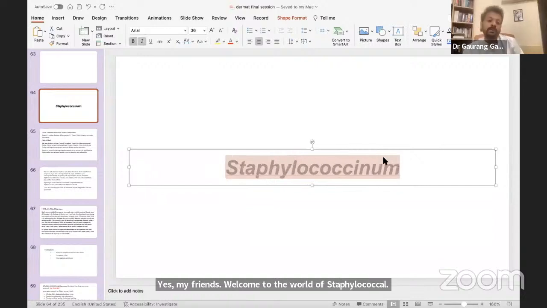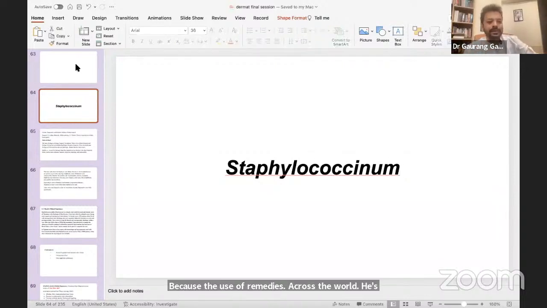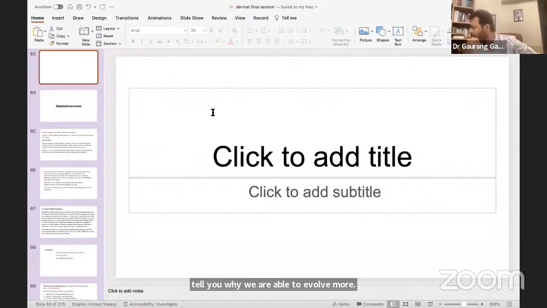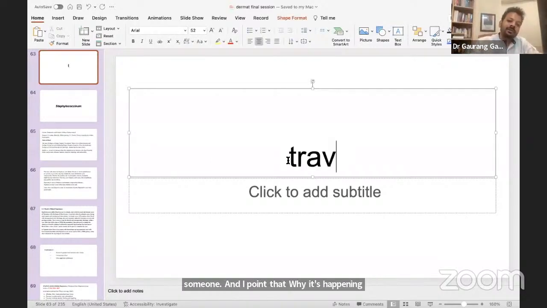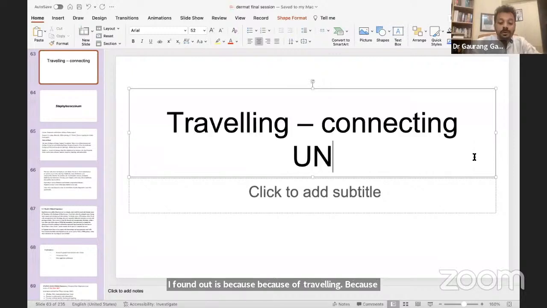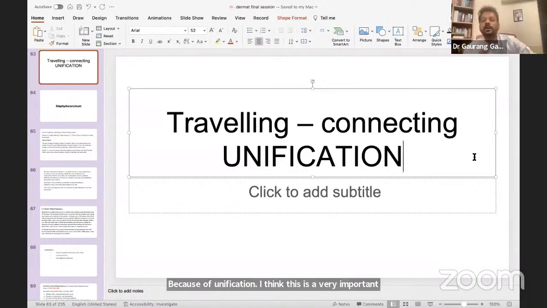Never before thought about. Our knowledge of remedies and materia medica is broadening, and it is broadening because the use of remedies across the world is also traveling. It's also one of the reasons I want to tell you why we are able to evolve more. I was talking to someone, and I thought about why this energy pattern is happening, and I found out it is because of traveling, because of connecting, because of unification.